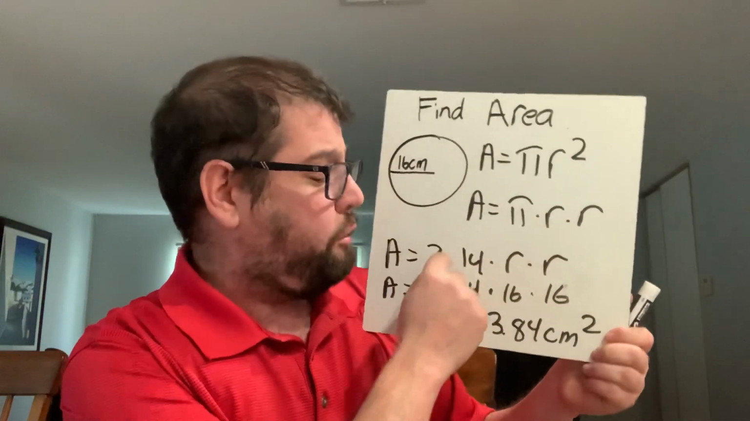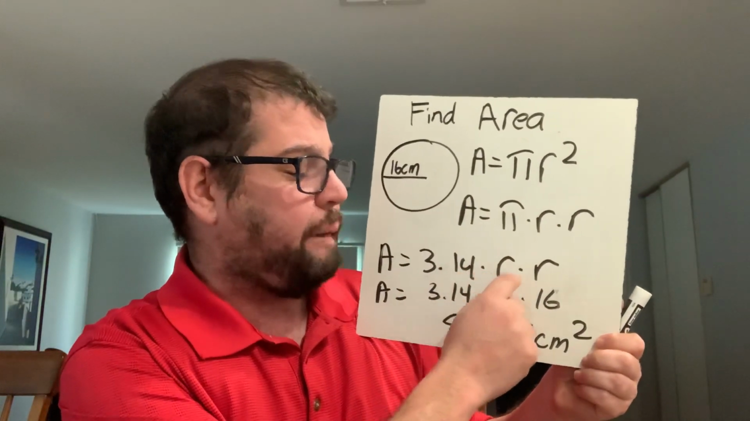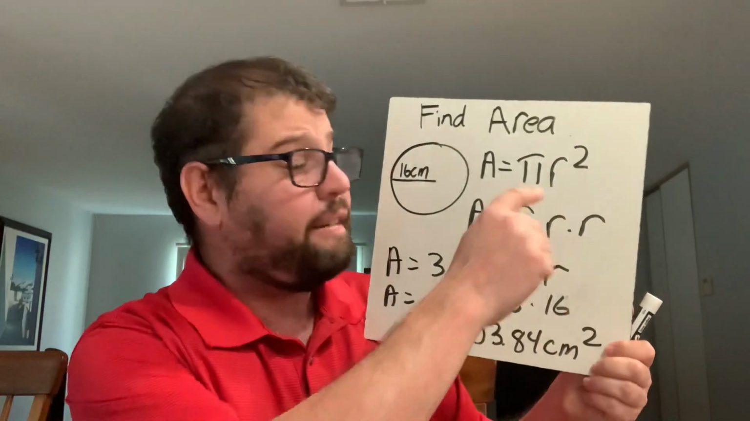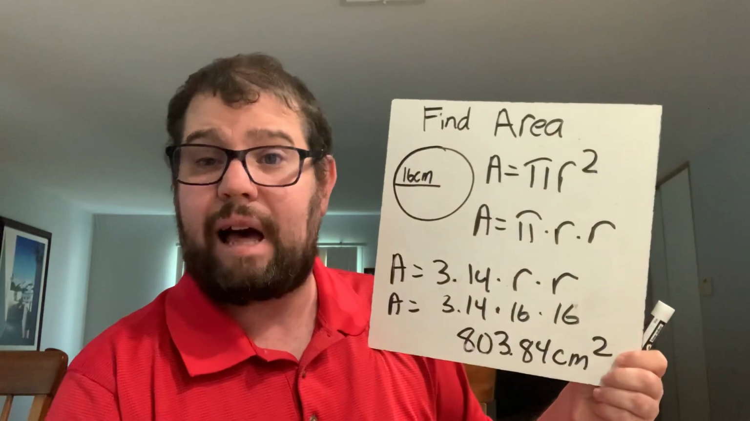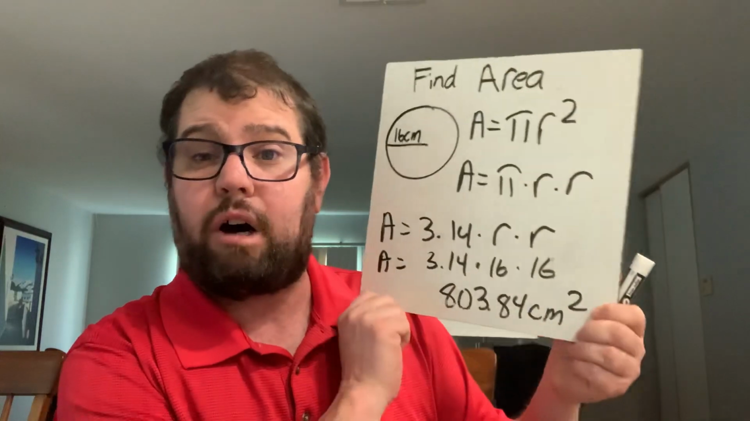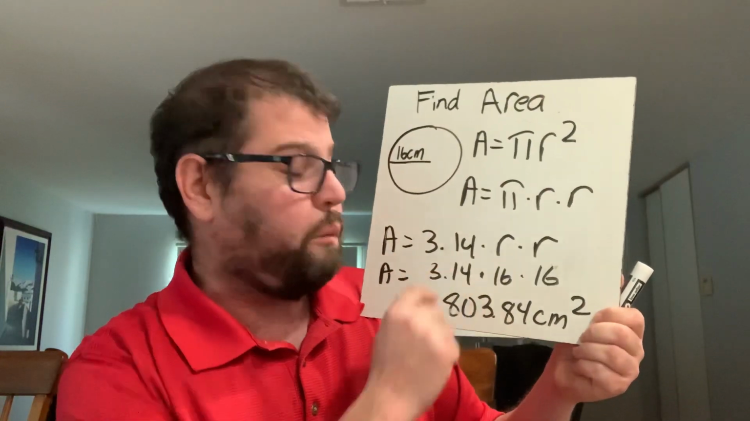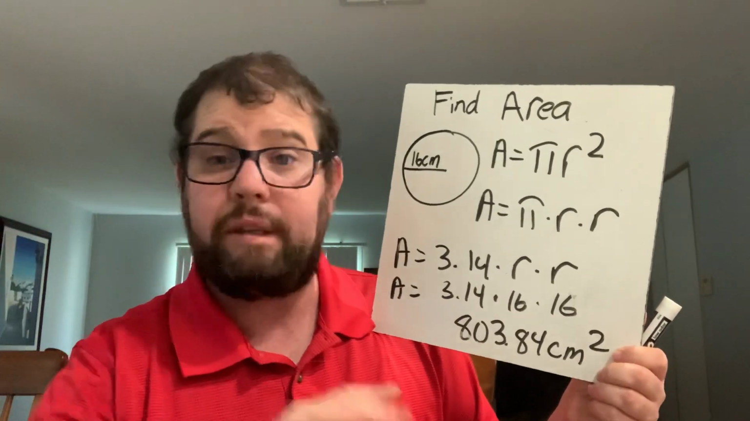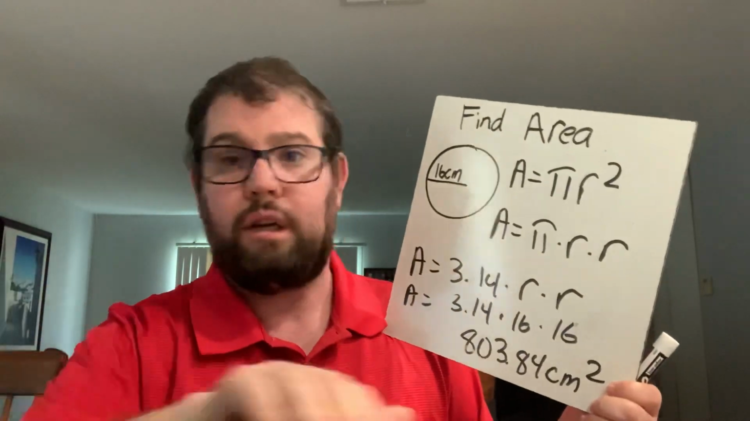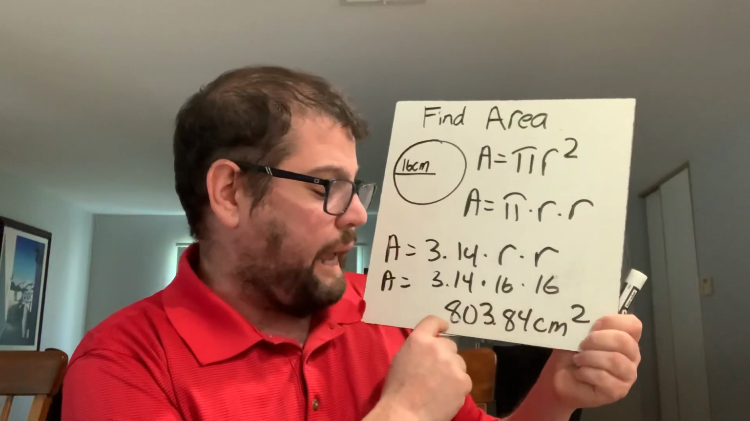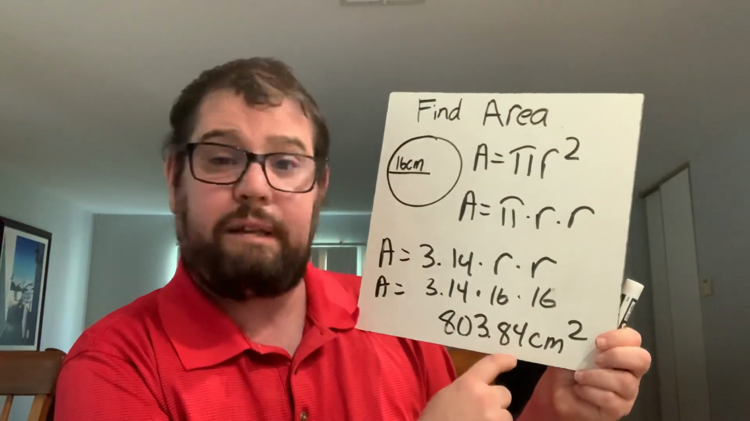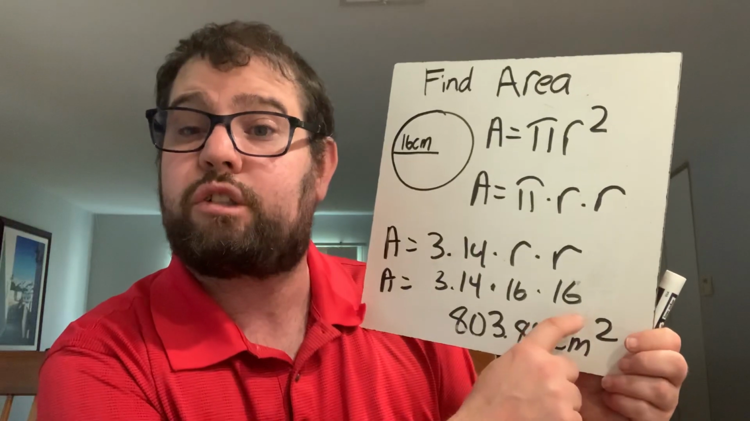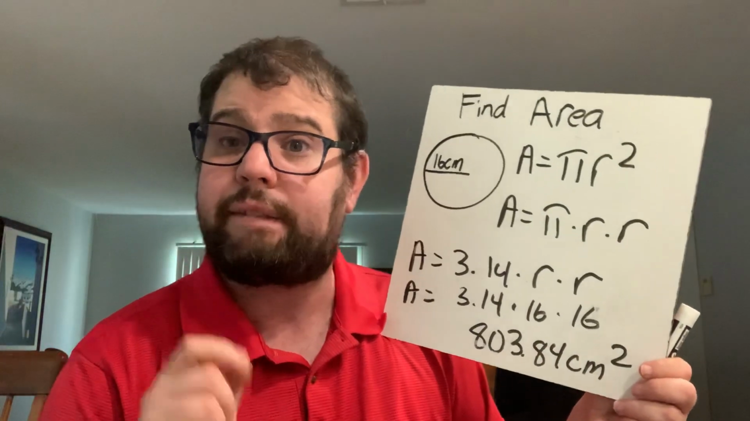So that goes to 3.14 times r. Since I already have half a line, I know that's my r, which leaves me with 3.14 times 16 times 16. Put that in your calculator. 3.14 times 16 times 16. Real simple. Don't make it hard. Don't make it difficult. And you would get 803.84 centimeters squared.